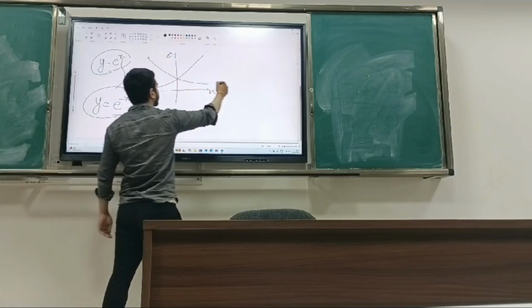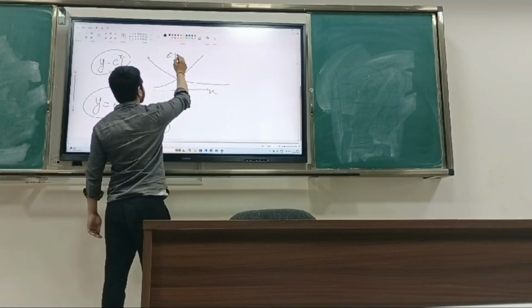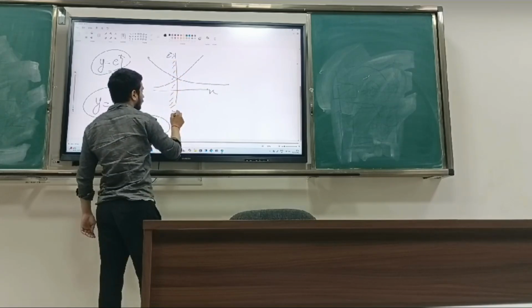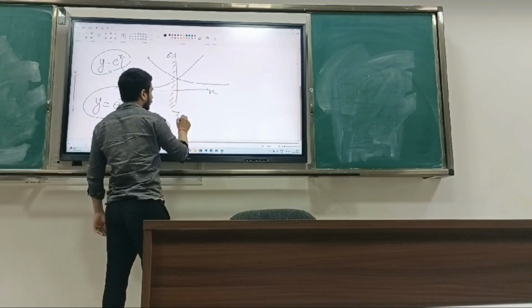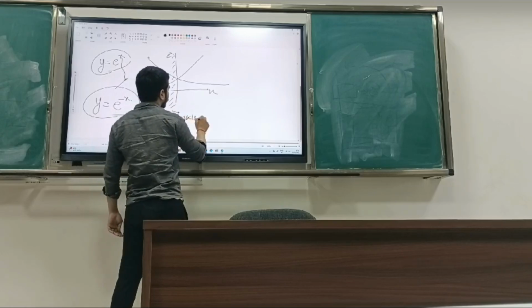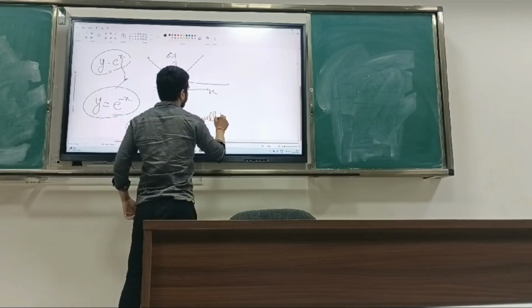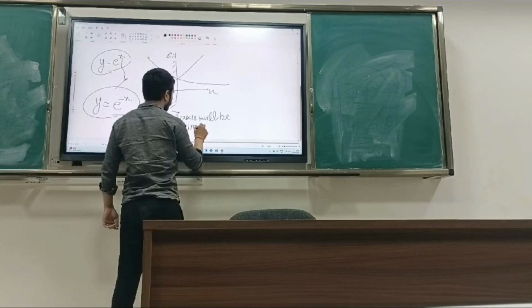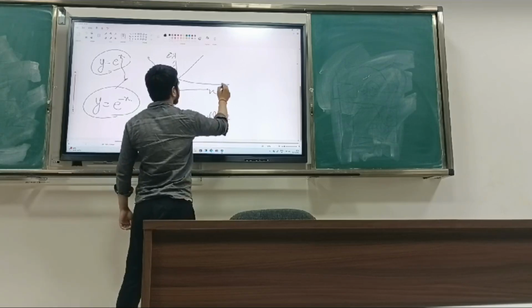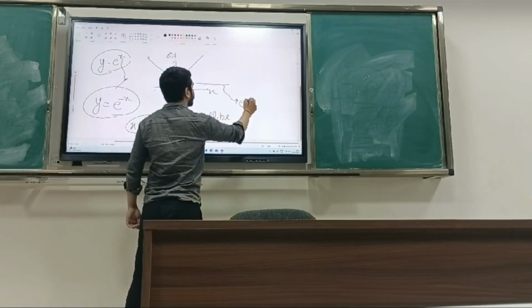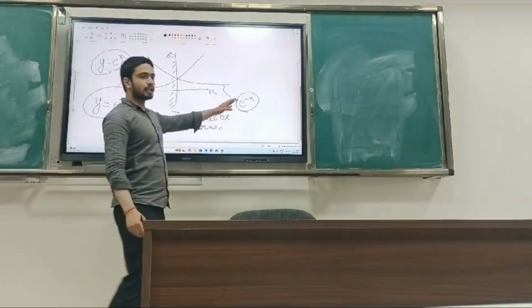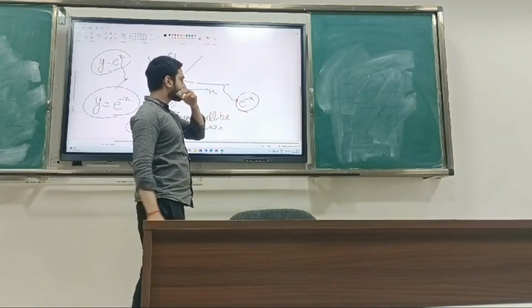So the reflection will take place from the y-axis. So the y-axis will act as a mirror. The y-axis will be the mirror axis. So this graph will be e to the power of minus x. Okay, as in the place of x there is minus x.